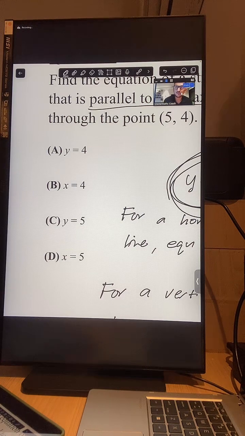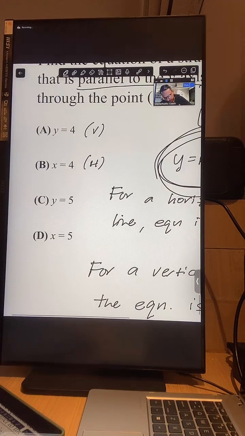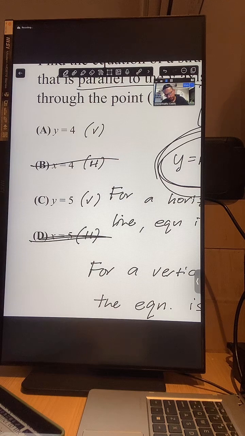Y equals 4. Is this a vertical line or a horizontal line? Vertical. Vertical, I put V. X equals 4. Is it a vertical line or horizontal line? It's a horizontal line. Y equals 5. Vertical. X equals 5. Horizontal. Okay? So, this one is out, this one is out. So, we are either going to take y equals 4 or y equals 5.